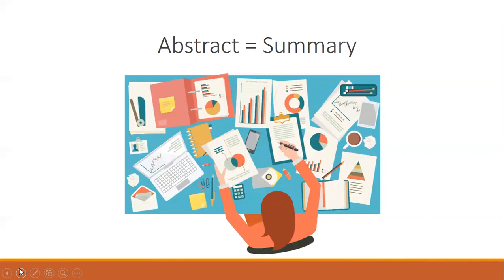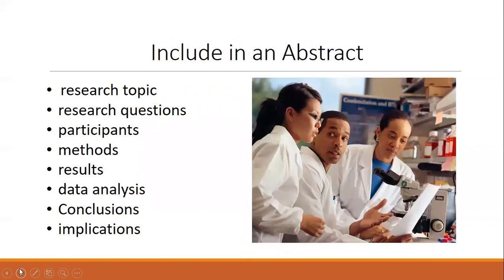Next is the abstract, a short, concise summary of the whole paper that especially highlights the research focus, the results, and the conclusion. Please note that an abstract is not always required for student papers, so check with your professor to see if you need an abstract.